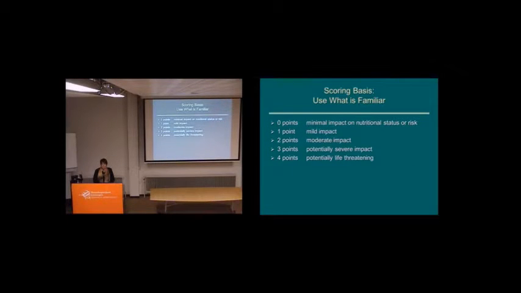Now, one of the things that's important to do is don't reinvent the wheel. If oncologists, and again, where my interests were, if oncologists grade everything 0 to 4, why should you come up with 5 points? If they're used to doing everything at 0 to 4, use 0 to 4. So 0 in oncology means minimal impact or no symptoms. 4 points means potentially life-threatening. So 1, again, an easy way: 1 is mild, 2 is moderate, and 3 is severe. Thinking of it from a nutritional standpoint, this was minimal impact on nutritional status or risk. So again, use what's familiar.